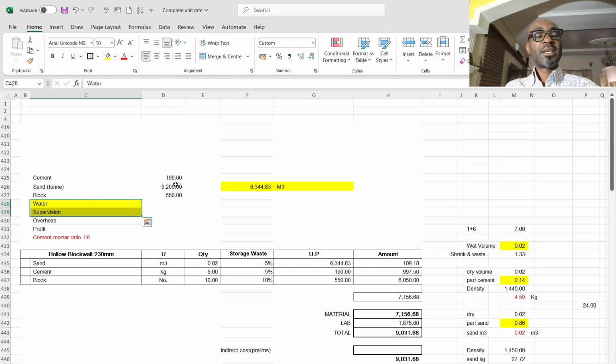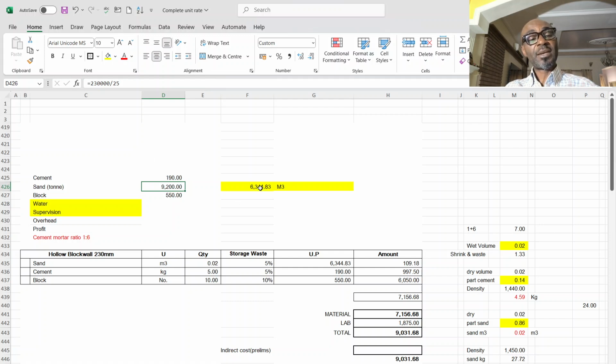Having said this, you can see the cost of my cement is 9,500 per bag. I divided it by 50, which is the weight of one bag, to give me the cost per kg. Then the cost of sand, for the 25-ton trucks, is like 230,000. That is river sand. 230,000 divided by 25 gives you 9,200.